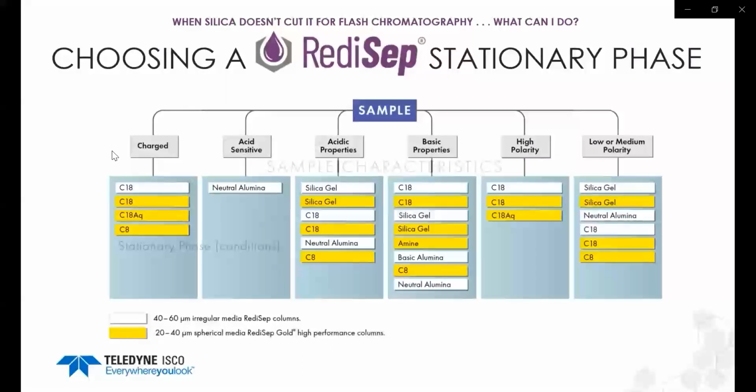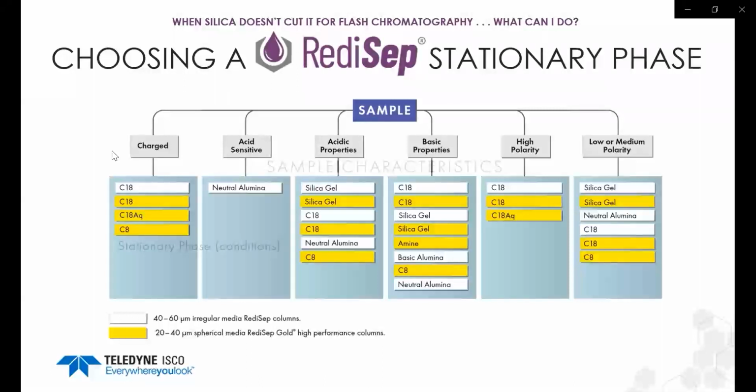So how can we choose a RediSep stationary phase for our unique sample? This is a really good flow chart that looks at the characteristics of your sample: whether it's charged, is it acid sensitive, does it have acidic properties, does it have basic properties, what's the polarity of the compound? Answering these questions can guide you into a stationary phase for optimal separation. For example, if you have a charged compound, usually your reverse phase separations are going to perform better, and you'd have your C18, C18AQ, or C8 stationary phases to choose from.